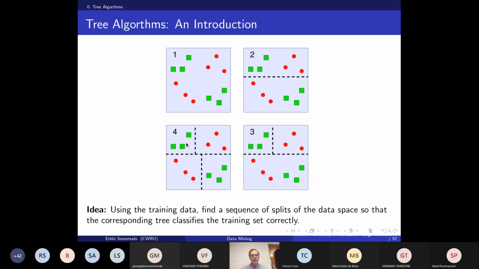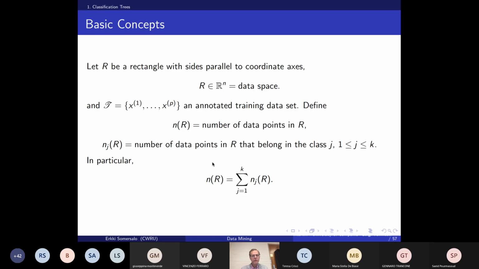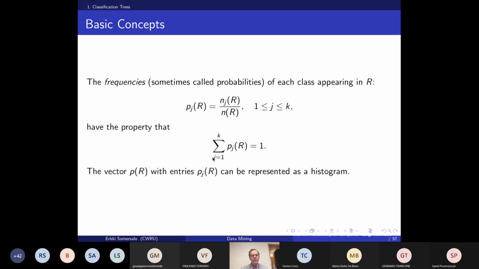So that's the idea. Another question, when we are doing these tree algorithms, is how we build this splitting of the original data rectangle into these sub-rectangles. That's the first question. So remember what we did last time. We were looking at a particular rectangle R, and nj is the number of data points that belong to a particular class j in that rectangle. nR is the number of all data points in the rectangle. Then we define pj to be the frequency of the jth class. You can take these pj's, which are frequencies, and interpret them as probabilities if you like.